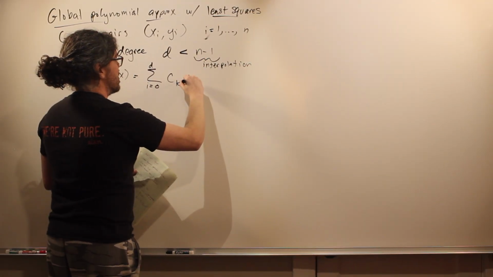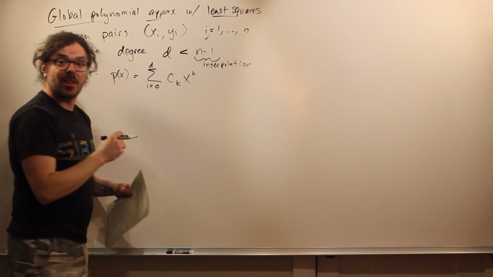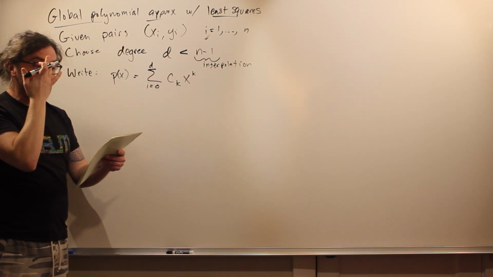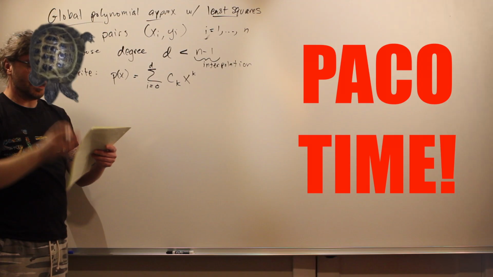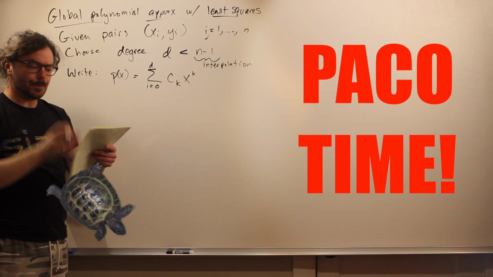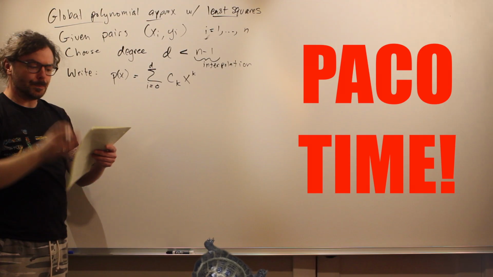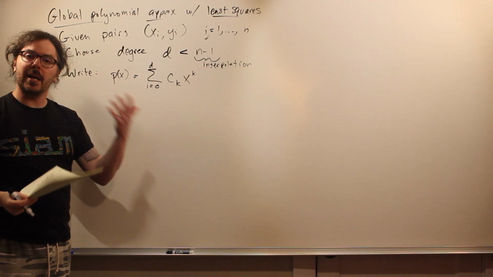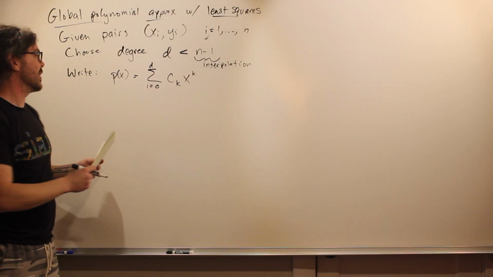Coefficient c sub k times x raised to the kth power. There's our degree d polynomial. And now the goal is to figure out what these coefficients are.